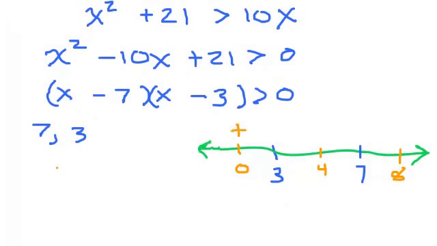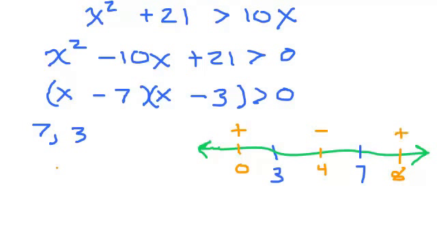Take 4, plug it in. 4 minus 7, that'll be a negative number. 4 minus 3, that's a positive, and a negative times a positive is negative. Now let's take 8. 8 minus 7 is a positive. 8 minus 3 is a positive, so that's going to be a positive.